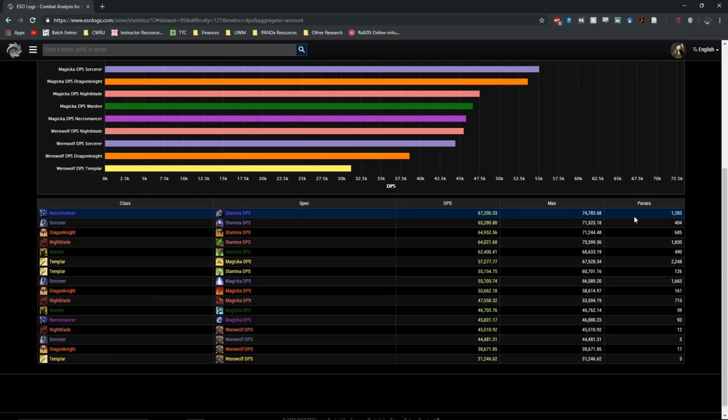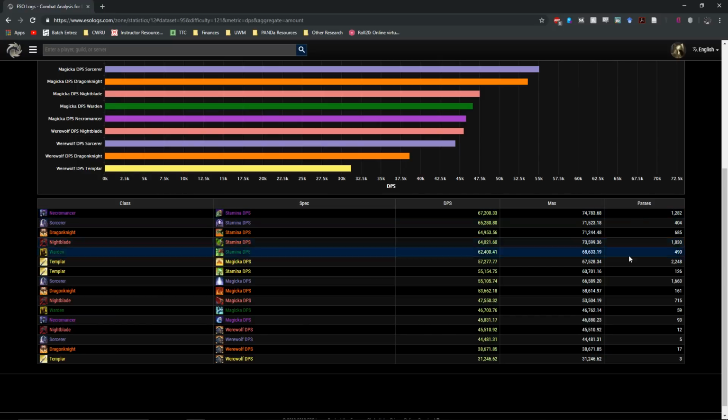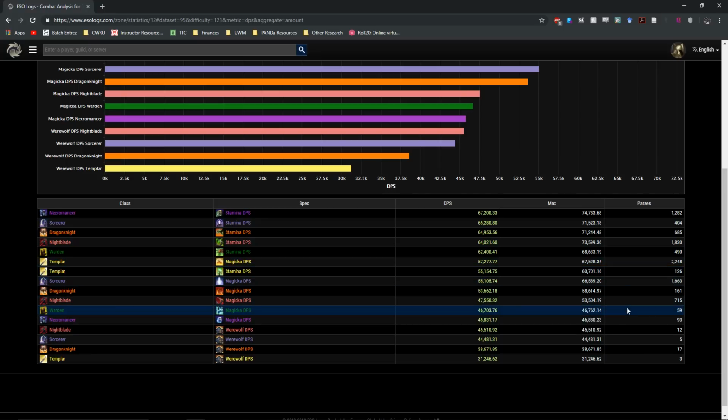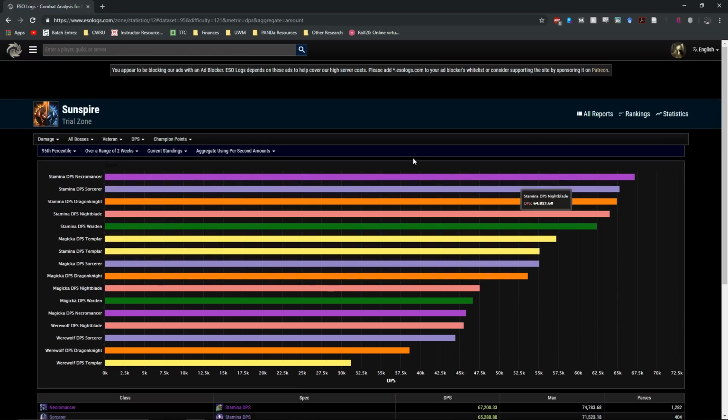Stamina Necromancers, 1,282 parses. Stamina Nightblades, 1,830 parses. Magicka Templars, 2,248 parses. Magicka Sorcerers, 1,663 parses. The other classes here don't break 1,000 at all. In fact, if you take a look at Magicka Warden, there's only 59 parses from Magicka Wardens on Veteran Sunspire. So again, another emphasis on what exactly this data is representing. It's representing DPS in Veteran Sunspire.